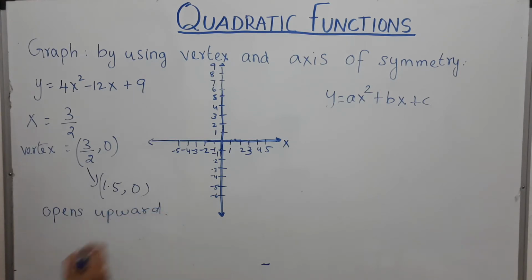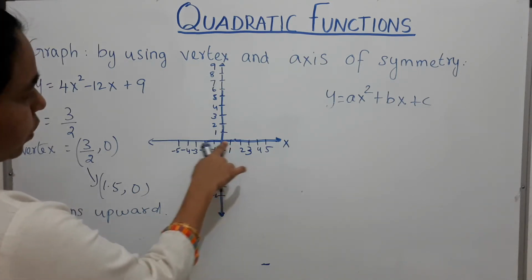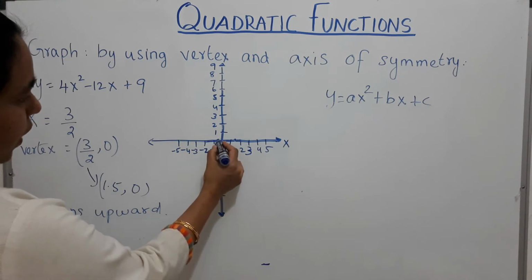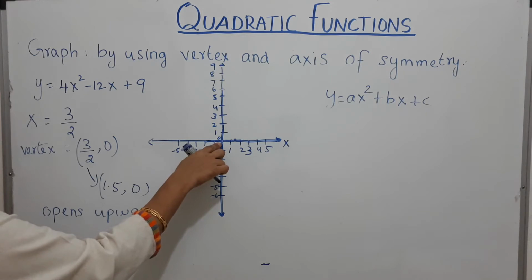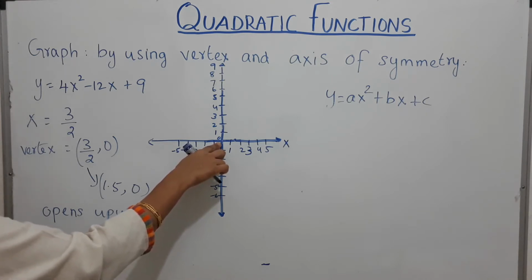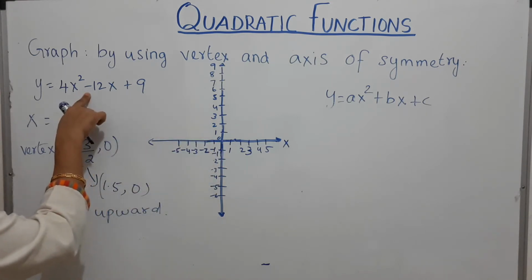It opens upward. And also with one point you cannot make a graph. So you need more than one point to draw a graph. Further, what you can do is take one point here, this is the x value, and substitute for x in this equation to find the value of y. So you will get one more point.